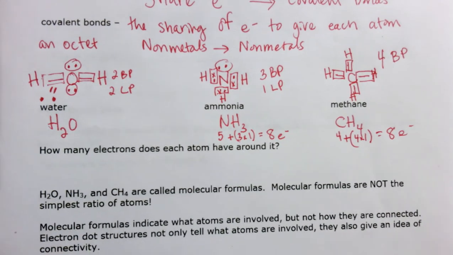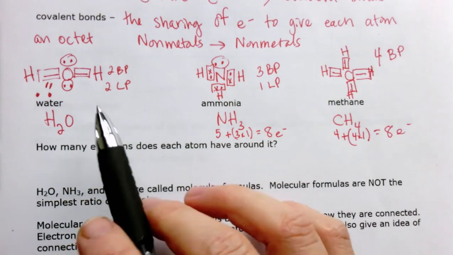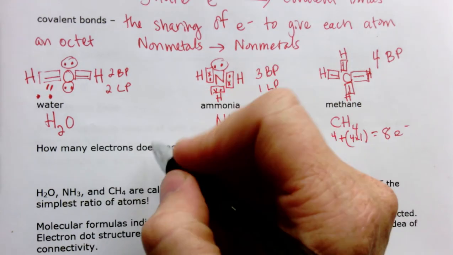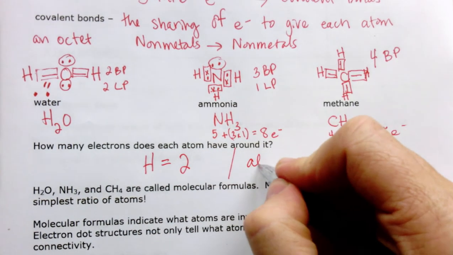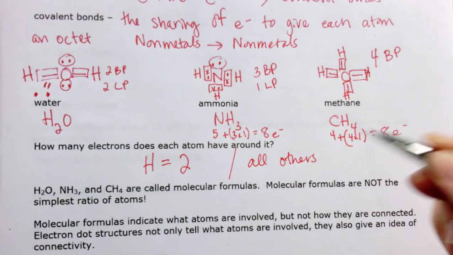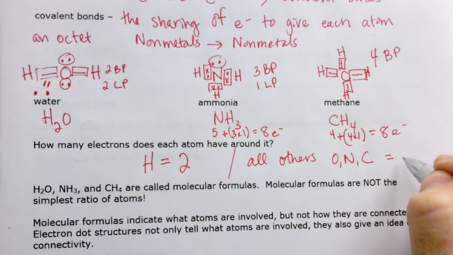Okay. How many electrons does each atom have around it? Hydrogen just has 2. All others, let's see, oxygen, nitrogen, and carbon have 8.